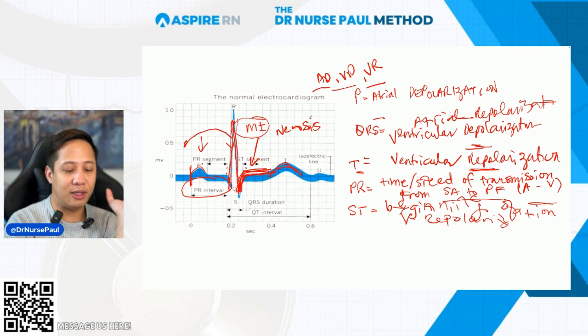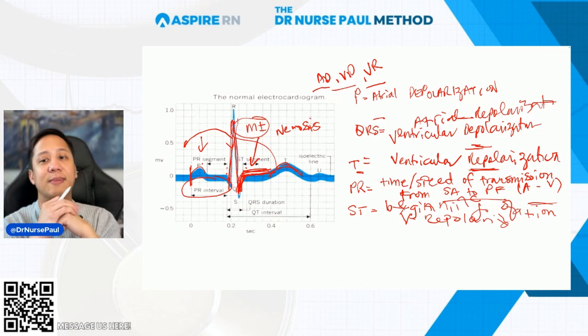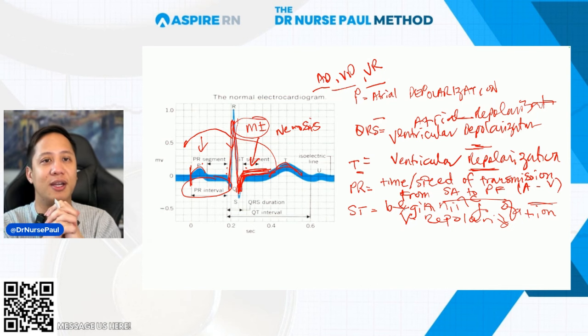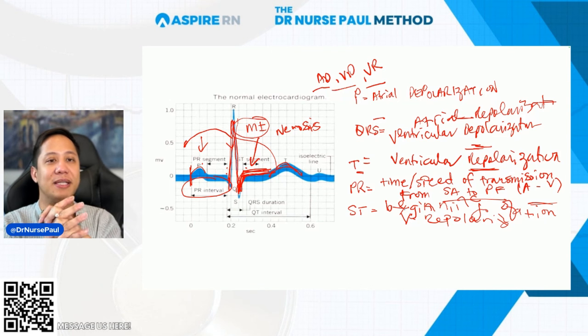You will see what we call ST elevation, where the ST is like that, right? That is a symptom of MI. But it's not only MI. Electrolyte changes like hyperkalemia can also show that. But then again, the ST segment is very important when talking about MI. If you're taking your NCLEX soon, that's one of the things that come out in the NCLEX, and I'm going to give you examples later, okay?